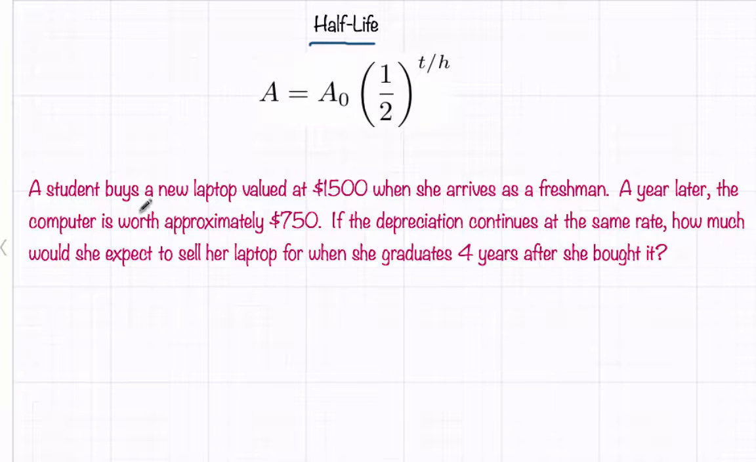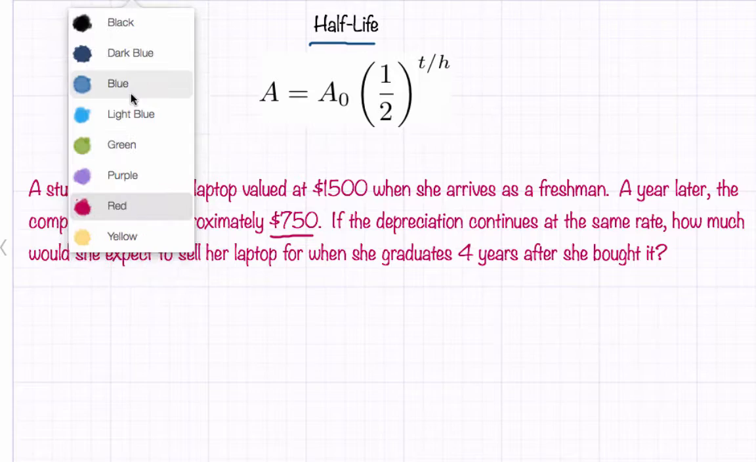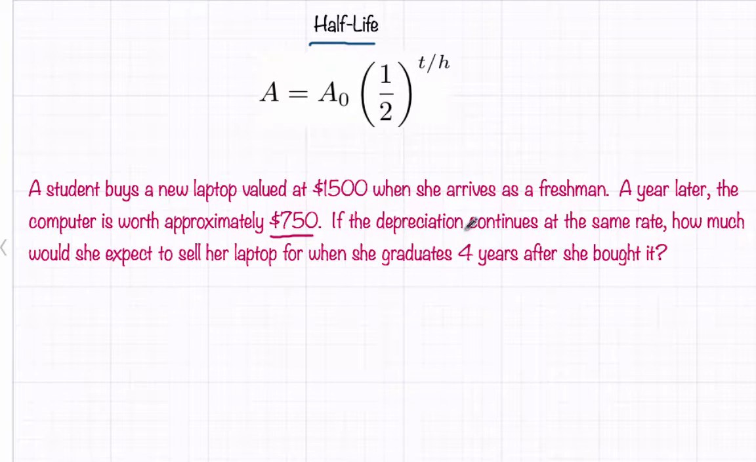Our first example: a student buys a new laptop valued at $1,500 when she arrives as a freshman. A year later, it's only worth $750. If this continues to depreciate at the same rate, how much would she expect to sell her laptop for when she graduates 4 years later? Okay, 4 years after she bought it.